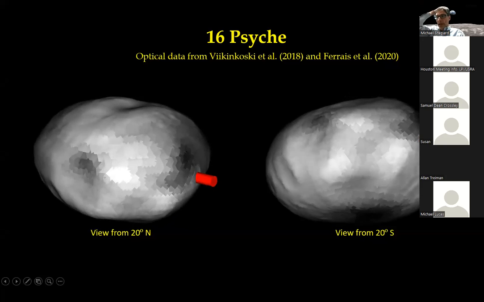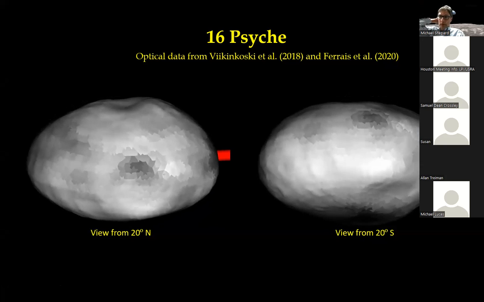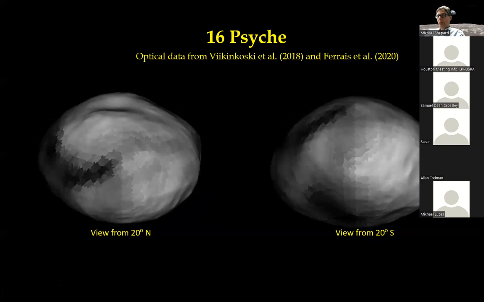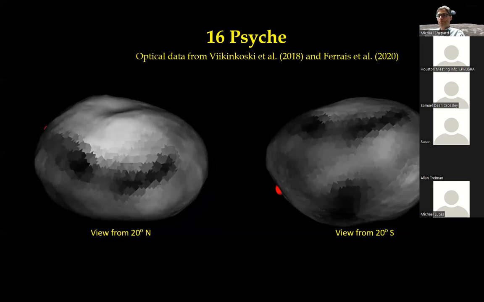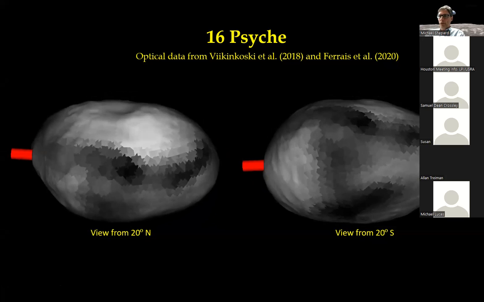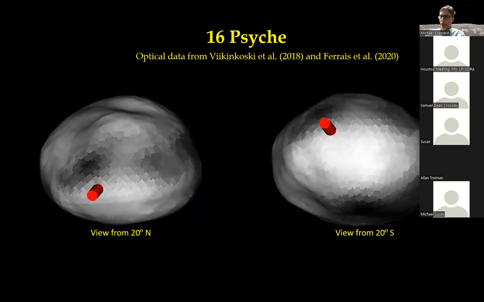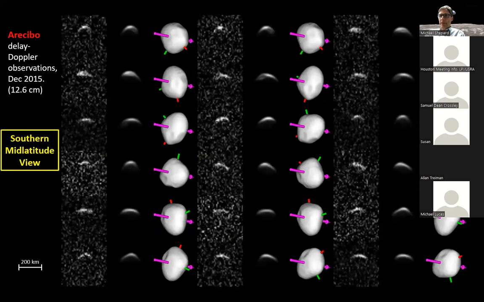So just looking at Psyche, I mentioned this earlier in the opening slide. This is the new shape model with the albedo on the top. I'm just briefly going to go through the data sets that we used to generate this so you can see how much effort's been put into this model. These are radar delayed Doppler images that were taken by us in 2015. And we were able to get a full rotation of Psyche.